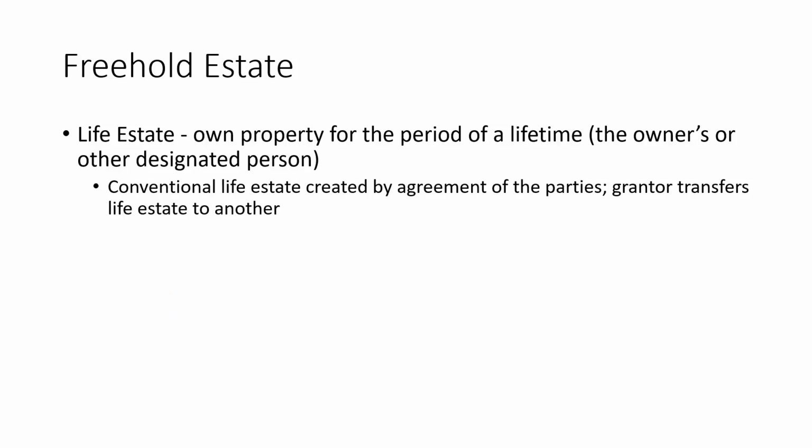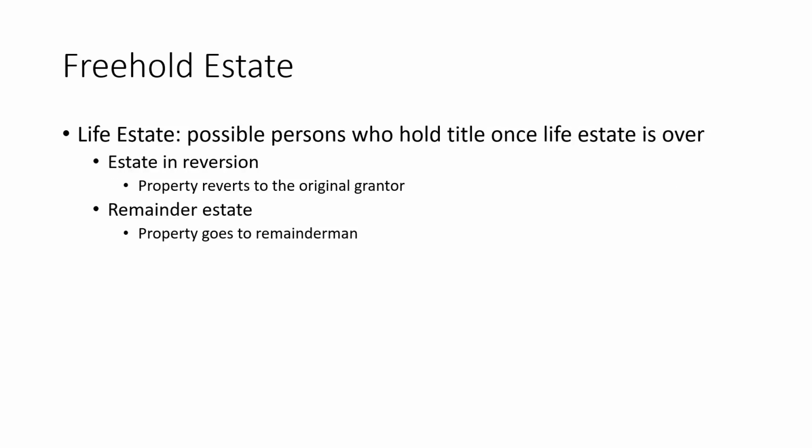Life estate. You own a property for the period of a lifetime, either the owner's or another designated person's. This can be a bit confusing if you've not come across it. It's called a conventional life estate because it's created by an agreement of all the parties, and the grantor, that is the owner and seller, transfers the life estate to another. Life estates are possible. Persons hold title once a life estate is over. I'll explain this a little bit clearer in a few slides' time.